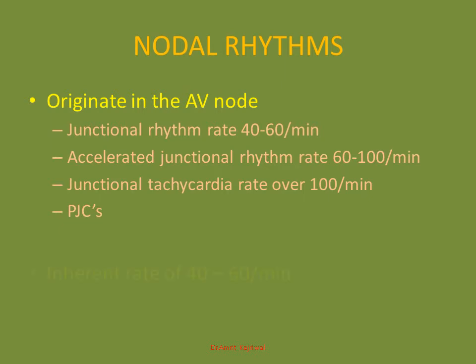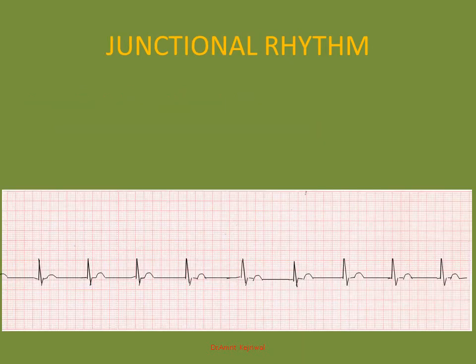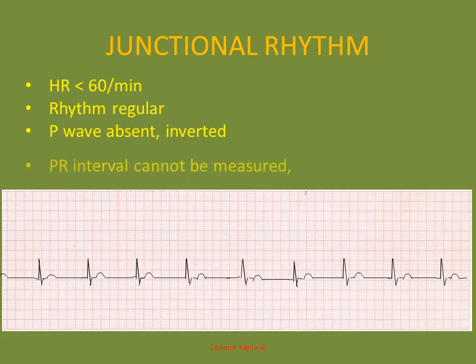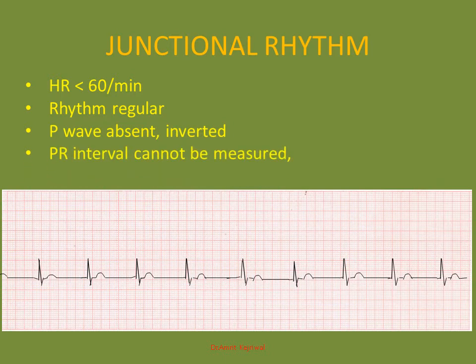Now just let us see one or two of these. It has an inherent rate of 40 to 60 per minute. So this is junctional rhythm. You can see that the P waves are absent in this particular rhythm, and the heart rate is less than 60 per minute. Rhythm is regular. P wave is absent. Occasionally it may be inverted. PR interval cannot be measured, and QRS complex duration is less than 0.12 second.